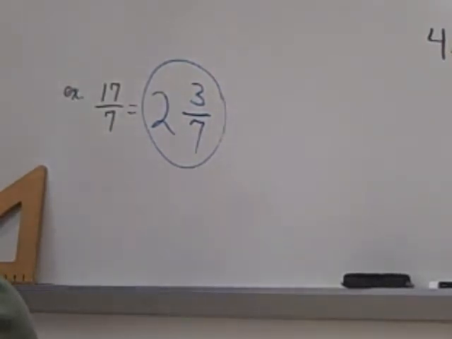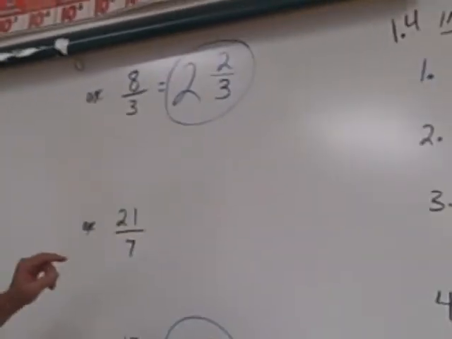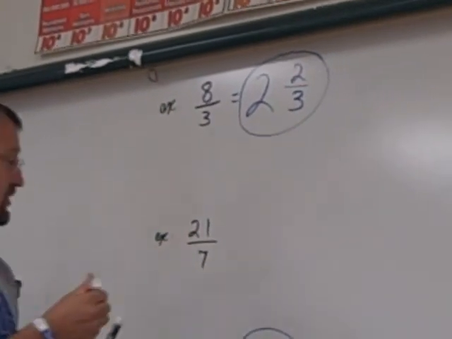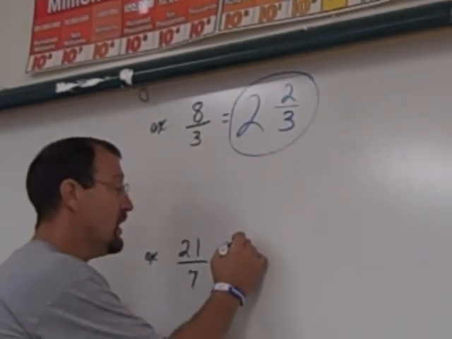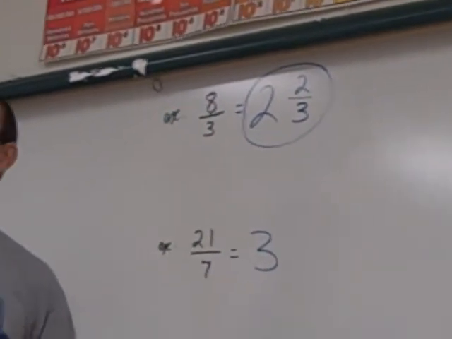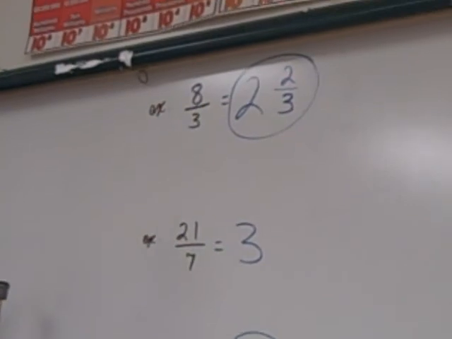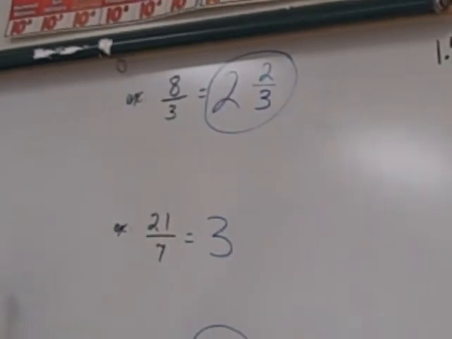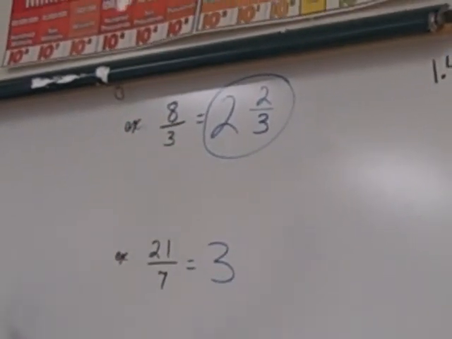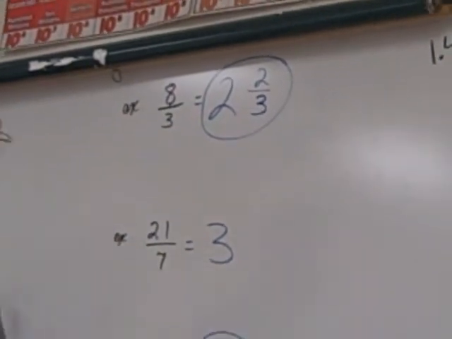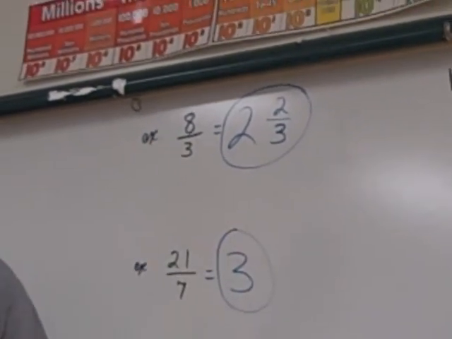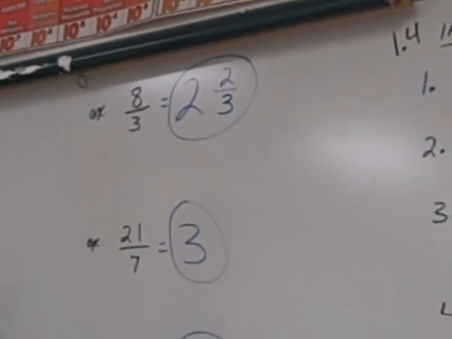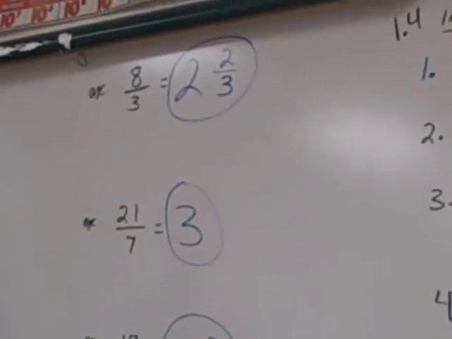All right. What about this one right here? How many 7s will divide into 21? 3. Okay. So what do we do with that 3? It's the whole number. Very good. Are there any leftovers? There's no leftovers. If there's no leftovers, that means I don't have a fraction then. That one turned into a straight whole number. Is that okay? Yes. Sometimes that happens. Just got plain old whole number 3.